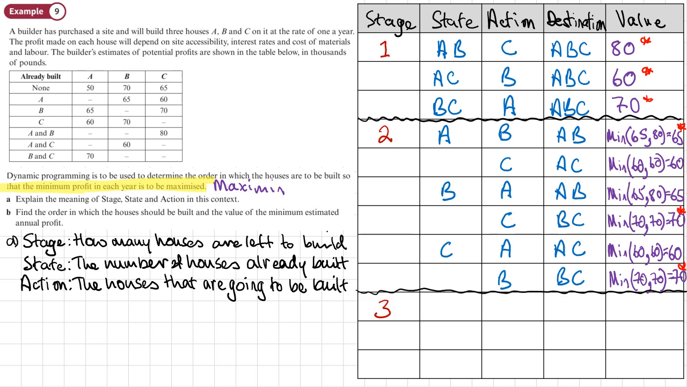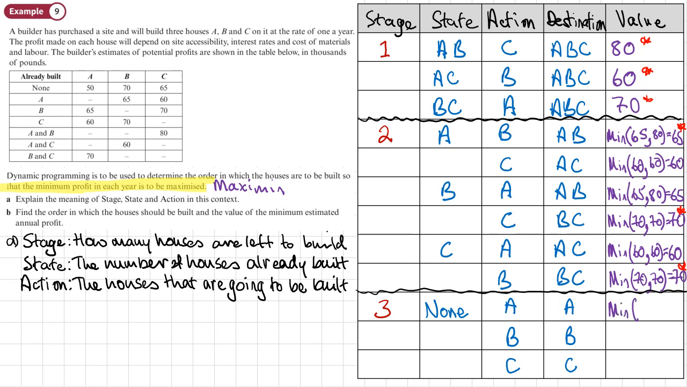Then lastly, stage 3. Now at stage 3, we start with no houses being built. So we're right at the beginning of the process. So this is going to be none. And our options are going to be that you build house A, B, or C, which means our destinations are going to be A, B, and C. Only one house has been built. So let's work out the minimums of these.